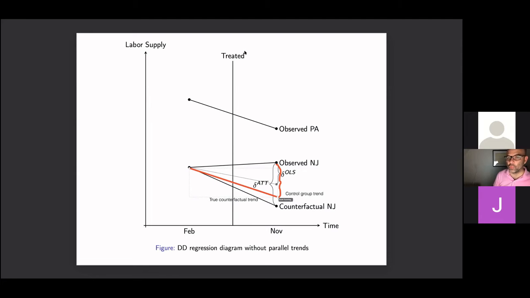All right. So regardless of whether parallel trends is true, OLS will always estimate the gap between observed treatment post-treatment period and projected values off the control group trend. Okay, which is to say, this. All right, I gotta fix this picture.